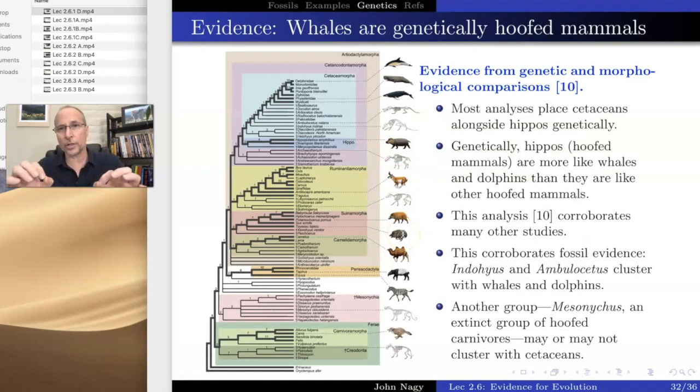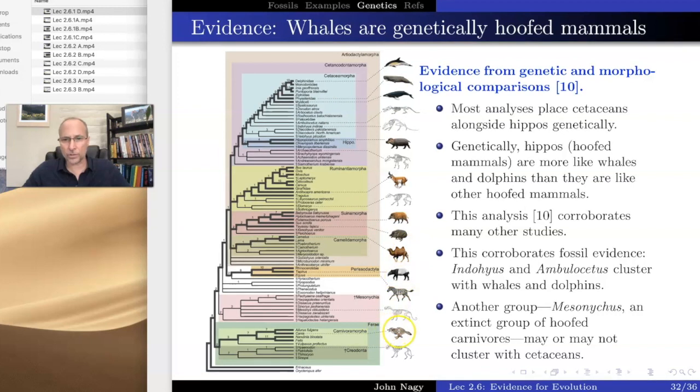Now, this particular study is looking not just at the DNA, but taking DNA from existing animals, comparing it to the morphology of them and fossil animals where we don't have DNA. So it's a combination of genetics and looking at the animal's physical characteristics. And what they find is this: depending on exactly what characteristics you use, you always, no matter what, always get the whales and dolphins inside the hoofed mammals.